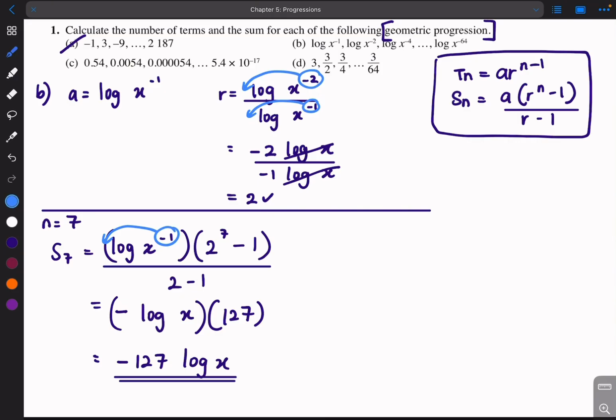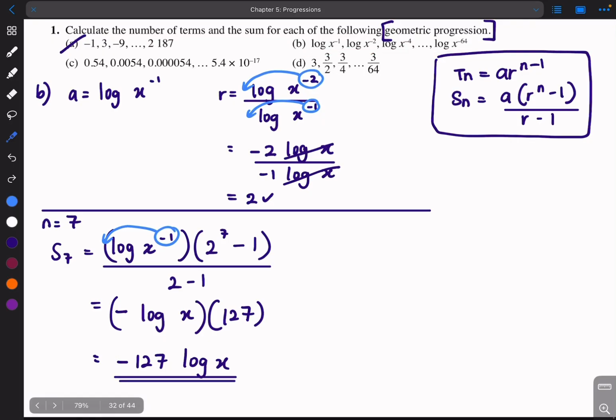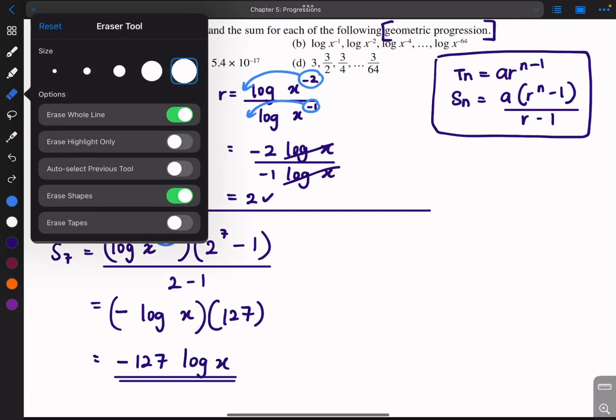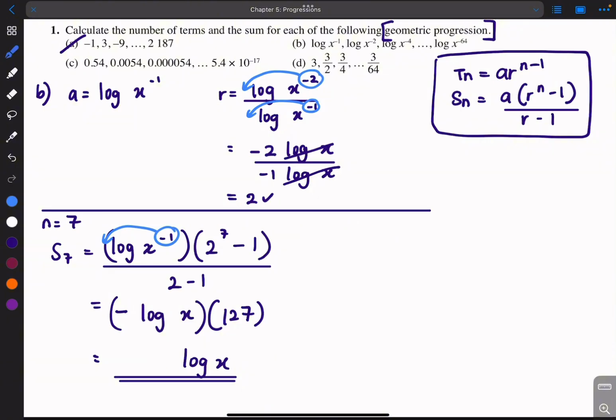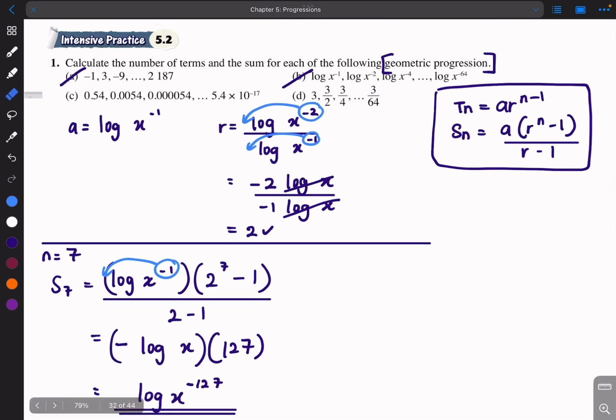Or if you want to bring this 1 to 7 up here also can. So let's just try to bring it up here since all of our terms has the power on top. So 1 to 7, if you bring it on top, it will look something like this. Log x negative 1 to 7. Done. But if you leave it in front also same, because it means the same thing. That's it. Okay, B done. Alright, let's try C.